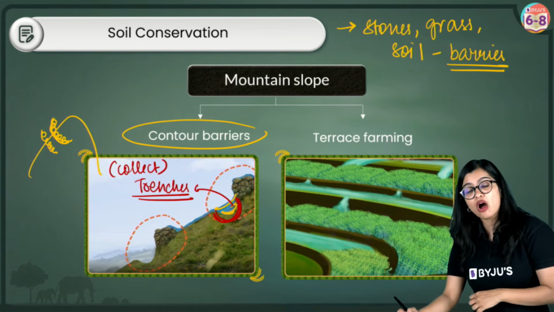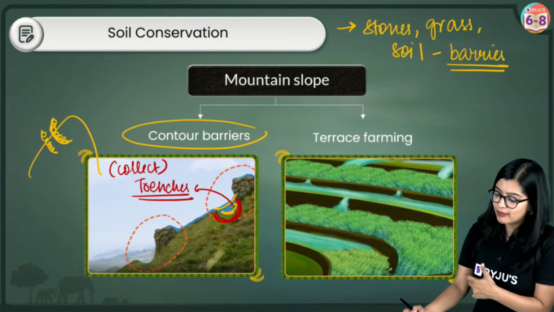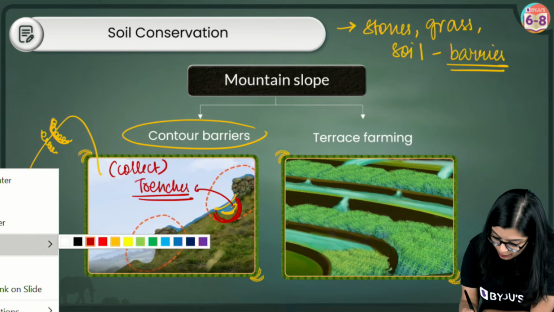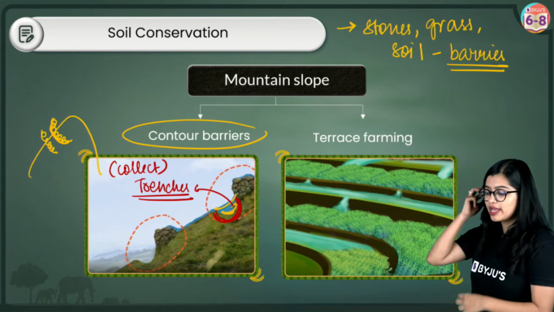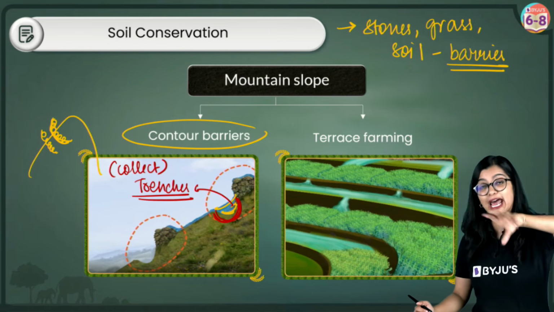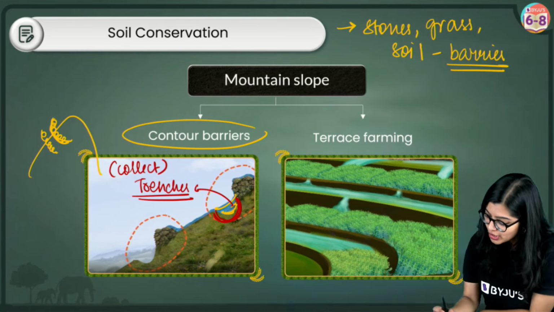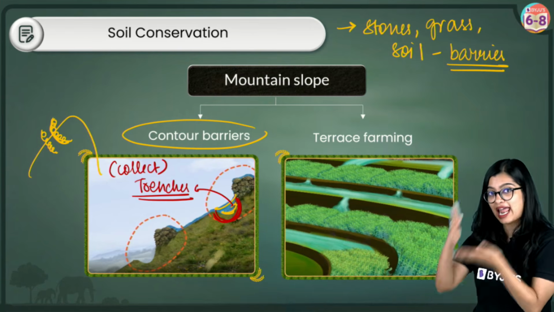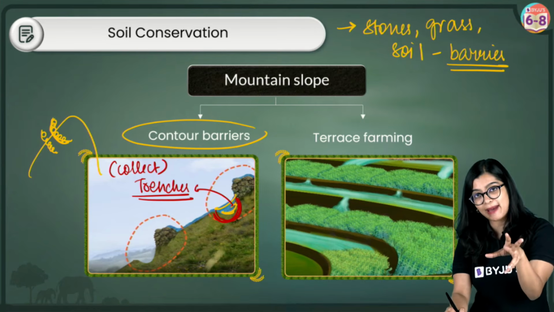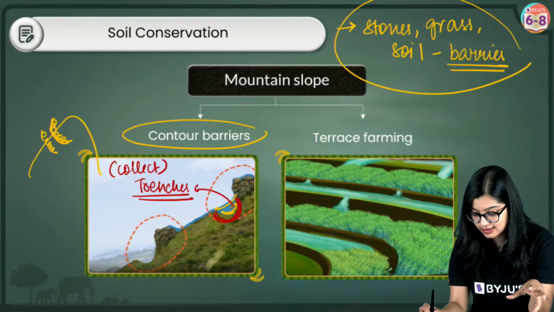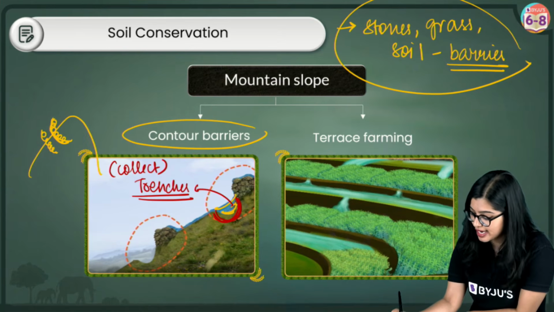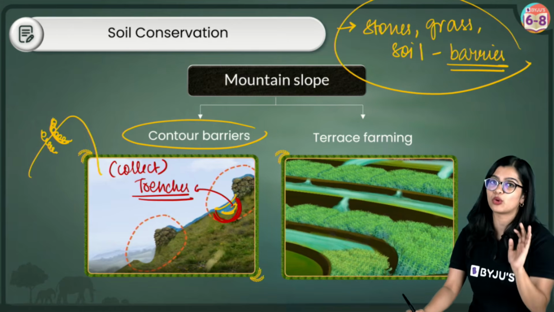Now, once we build our contour barrier, what will we do? We will do contour plowing. Plowing goes hand in hand. We plow parallel to the contours of the hill, so that this again acts as a barrier to the flow. So this is what we understand as contour barrier. Contour plowing is to plow along the contours. It's as simple as that. And why do we do this? To break the flow of water.